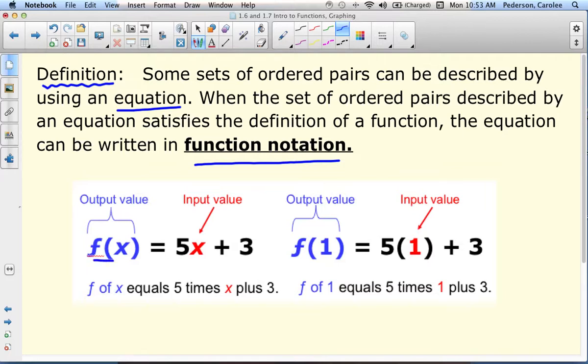So this represents this blue f of x. And what we do is we input numbers in for x. So we say f of 1 equals, and we substitute 1 in for x. We say 5 times 1 plus 3. And we're going to get some numbers out that will be our output.